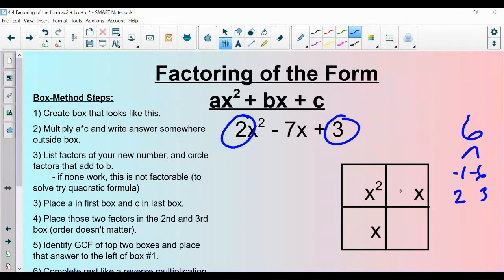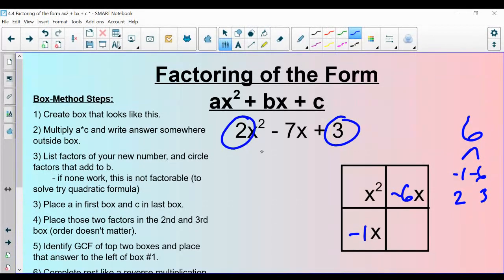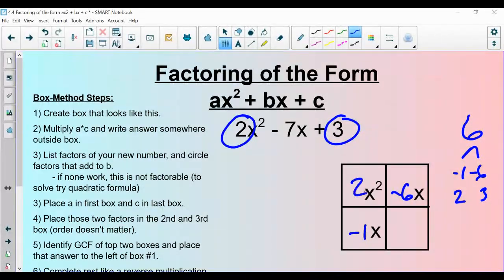They are going to go in boxes 2 and 3, and it doesn't matter what order you put them in. I could put the negative 1 here, or I could put the negative 1 right here, as long as the other one goes in the other box. The a and the c terms do go into this box here and this box here.